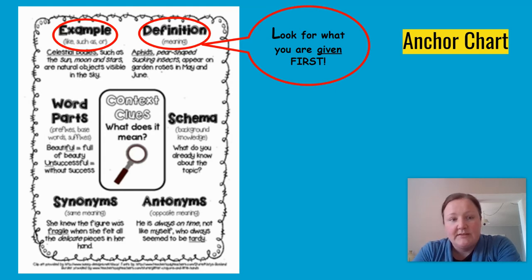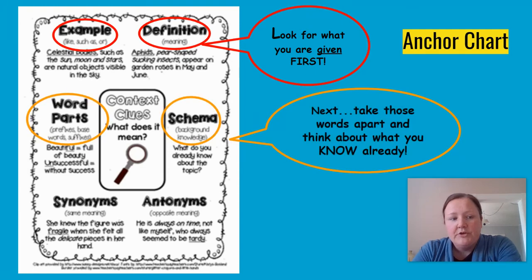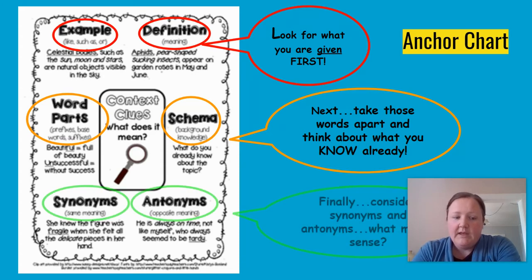And that's when we have to go down to the second tier strategies, and those are word parts and schema. So word parts are where we break those words apart. We use prefixes, we use suffixes, we think about the root word and what part of speech it is. And we also think about our own relationship with what's happening in the text. So if you were in that moment, what would you be doing? What would you be thinking? And how does that help you to understand the unknown word?